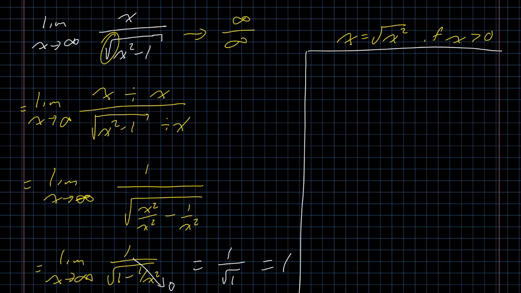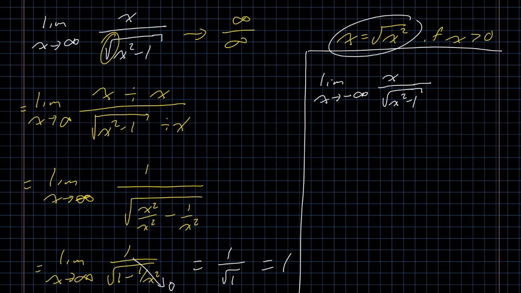Where things get interesting is, what if instead of taking the limit as x goes to positive infinity, I needed to take the limit as x goes to negative infinity of x over the square root of x squared minus 1. In order to do this, I no longer have that x is the same thing as the square root of x squared. Because if I take a negative number and I square it, it becomes positive. So I have a negative value over here and a positive value over there.